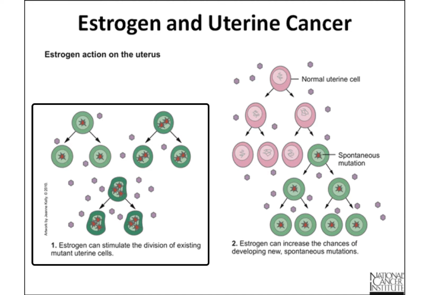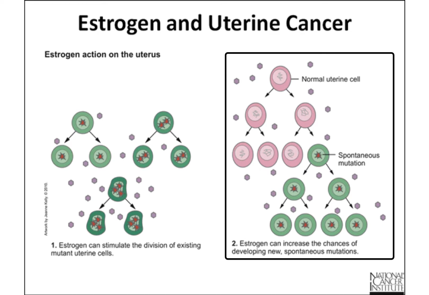So in one way, you can already have some cells that already have mutations in them that will lead to cancer, and then estrogen can actually stimulate those cells to multiply and become larger tumors. It can actually cause changes in other cancers also, not only uterine cancer. So it can stimulate the growth of already pre-existing small cancers and make them grow much larger and much faster.